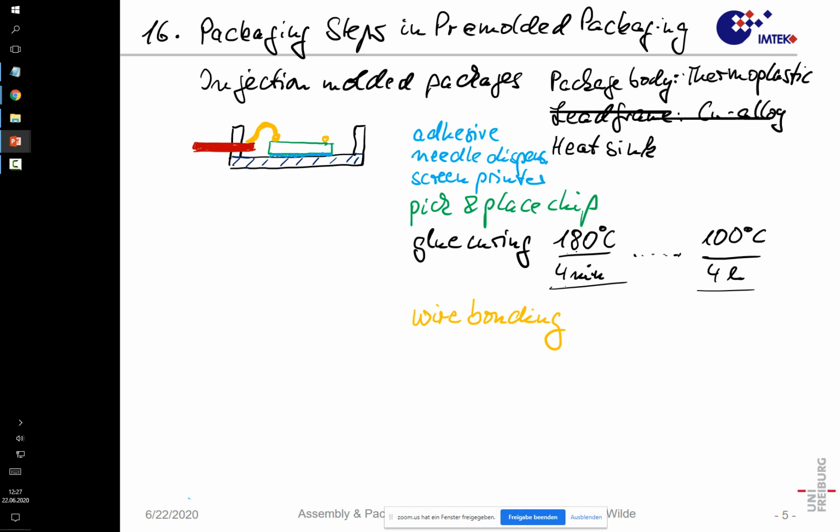Also, maybe I should just show it here. Typically, when we have a lead frame, that lead frame is always covered with some nickel gold, for instance. You cannot wire bond with gold directly on copper. That has several disadvantages. So we always have nickel, several micrometers, and gold, a fraction of a micrometer, typically below half a micrometer, because gold is expensive. So we have the wire bonding.